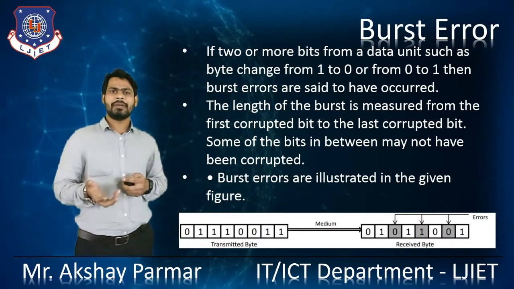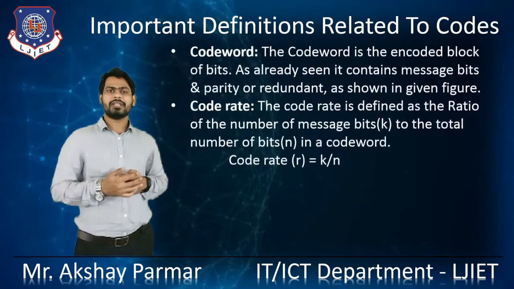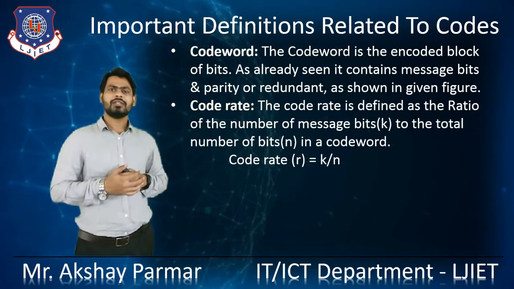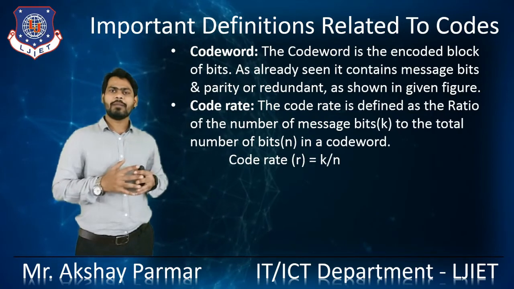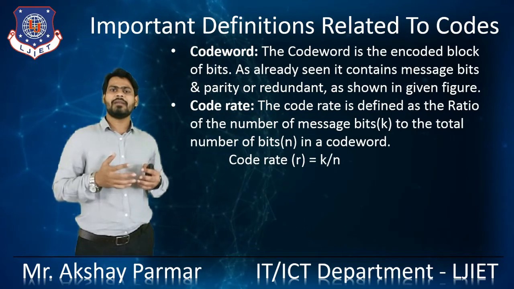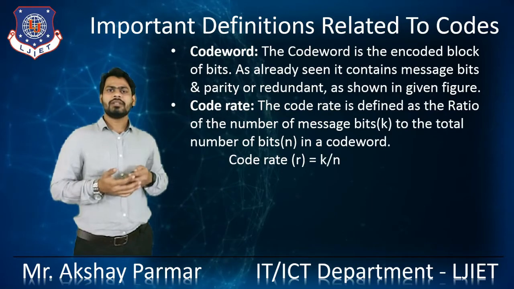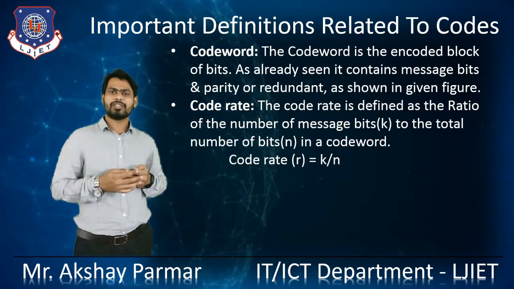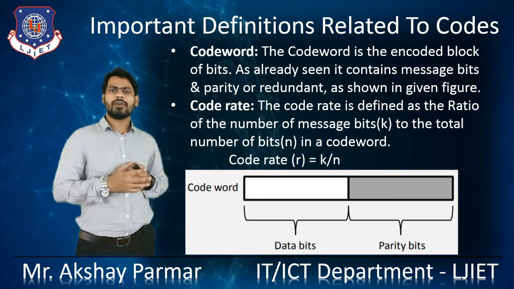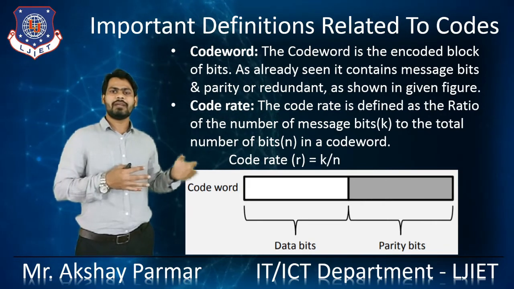So this is about the single bit error and the burst bit error. Now let's see some important definitions related to codes. What do you mean by code word and code rate? A code word is an encoded block of bits; it contains the message bits and the parity or redundant bits. And code rate is defined as the ratio of the number of message bits k to the total number of bits in the code word. So code rate is equal to k divided by n.